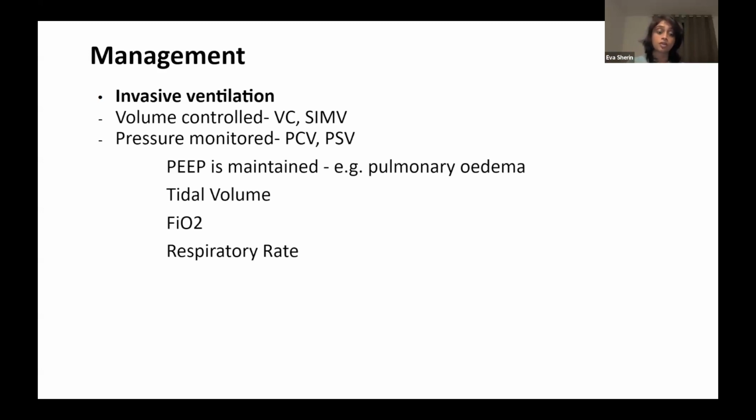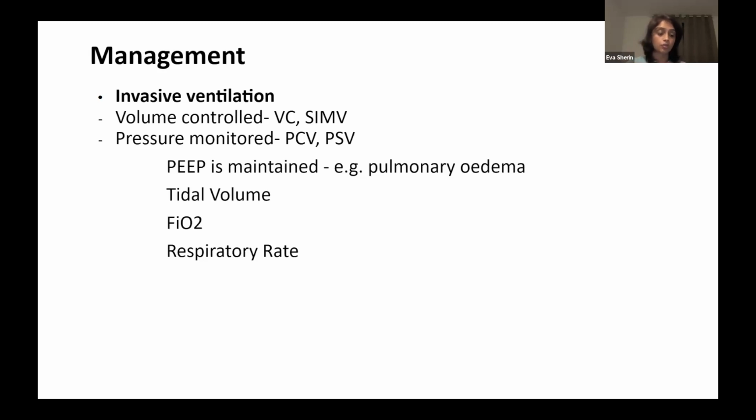FiO2, fraction of inspired oxygen: normal room air is always considered 21%. So at least for me, when I follow it, I keep it that each liter is roughly about 4%. So room air would be considered 21%. So my 1 liter would be 24%, and then 28, 32, 36. It makes it easier for calculation, at least in my mind.